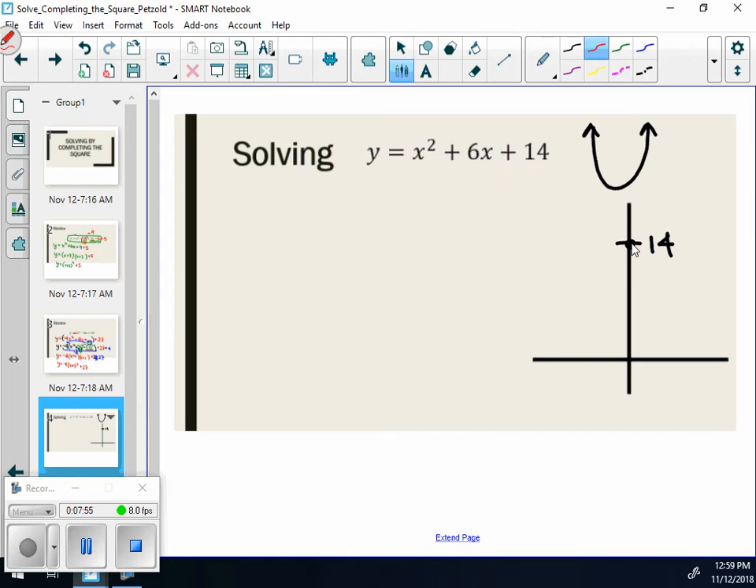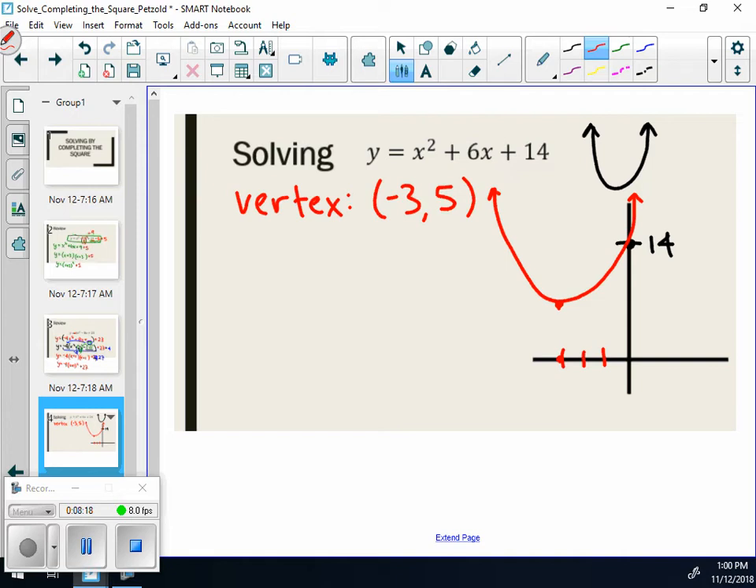Except we put this in vertex form, right? Because we put this in vertex form, what is our vertex? I heard negative 3, 5. So here, if I count negative 3, and then I count up to 5, I'll say 5 is right here-ish. So we've got our vertex, we've got our parabola. Awesome. Notice that this parabola here, it doesn't touch the x-axis.